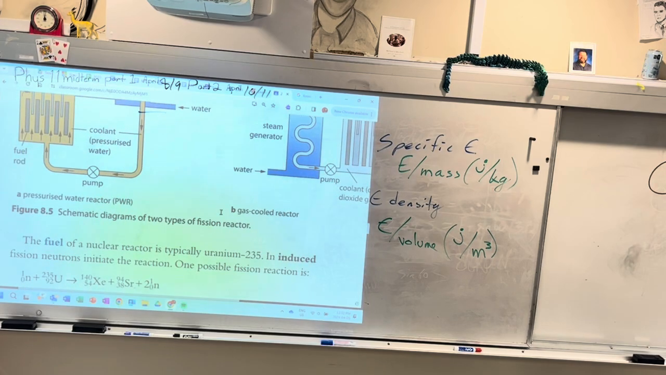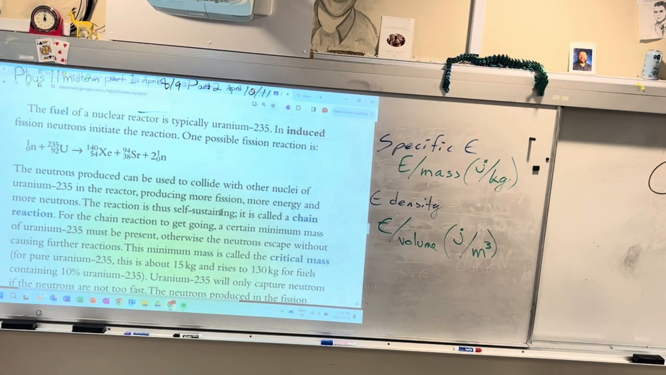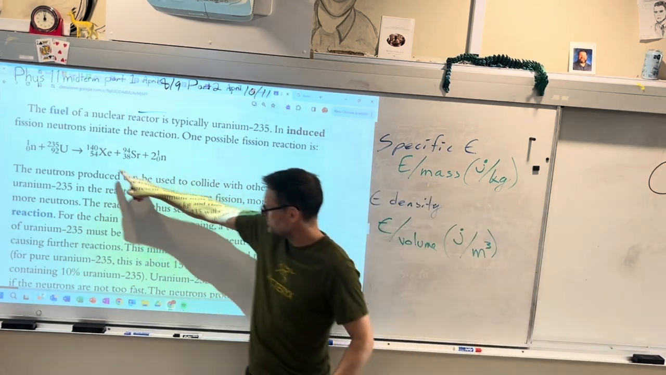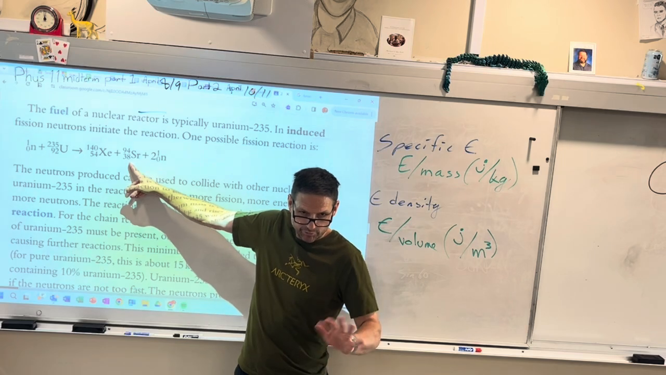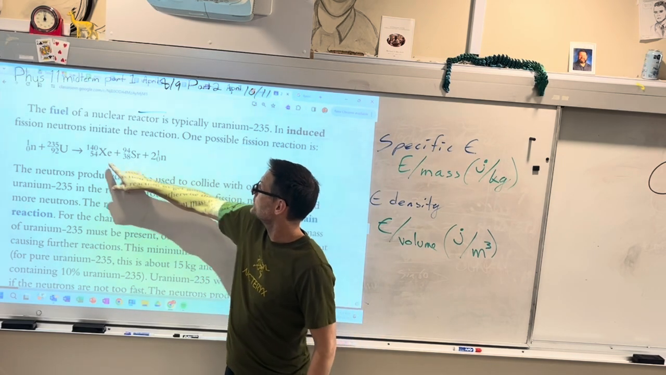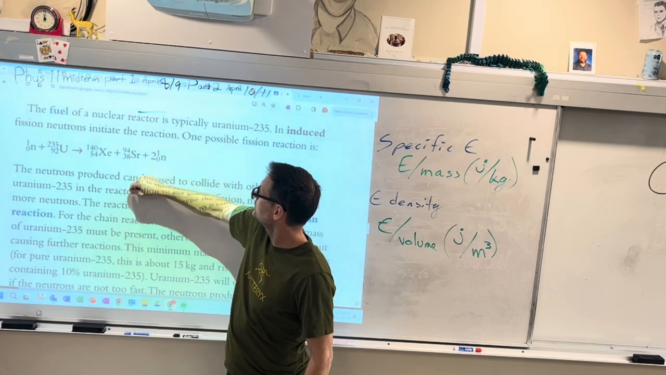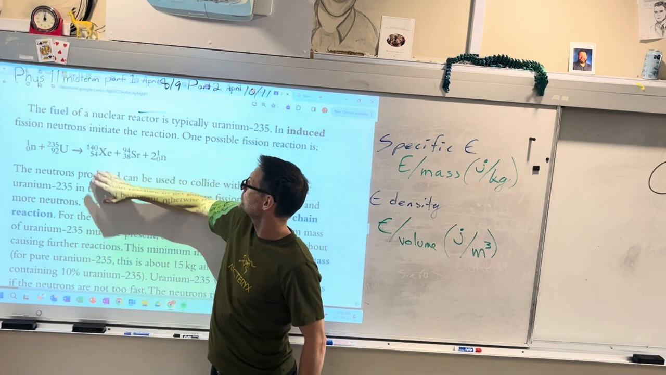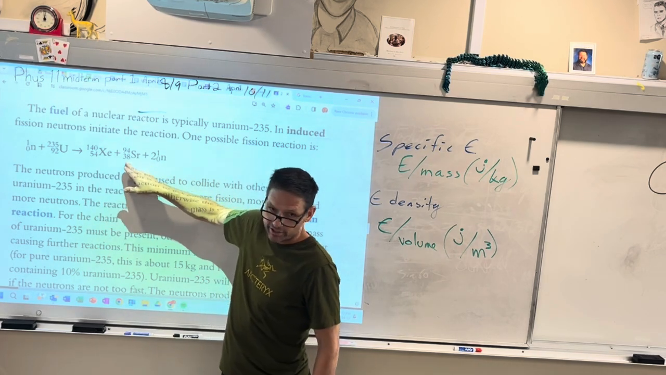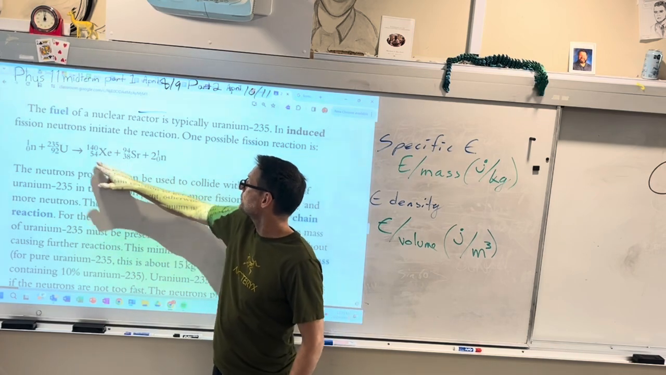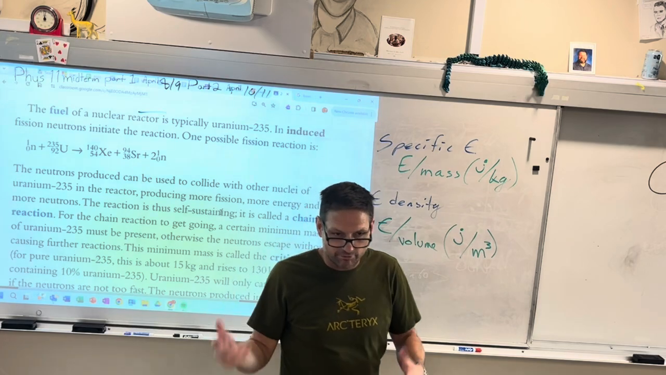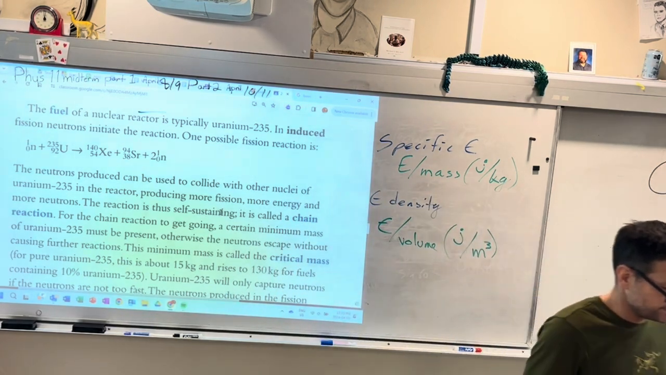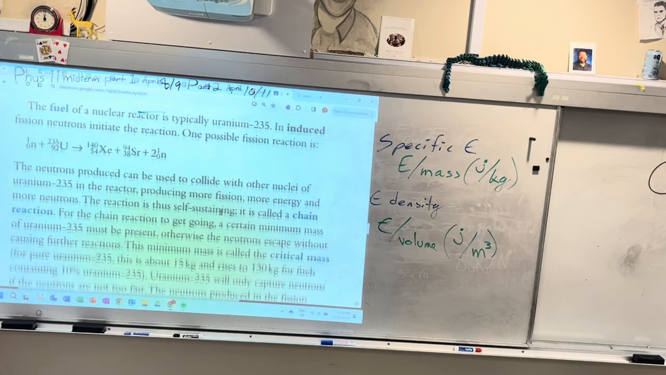Okay. So here's your reaction. You guys know these, right? Is it always these two products? No, it's going to be some variation. Like this is 140 and 94, or sorry, I should say 54 and 38. But it could be different. It could be 53 and 39, right? It's just kind of random. So it's not always the same products, but of course it always adds up.